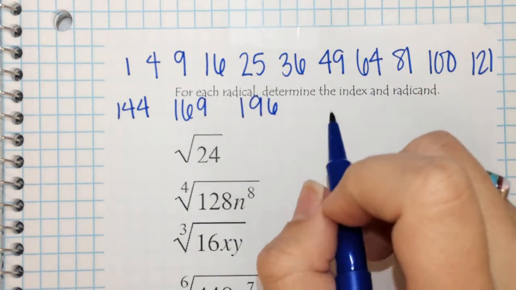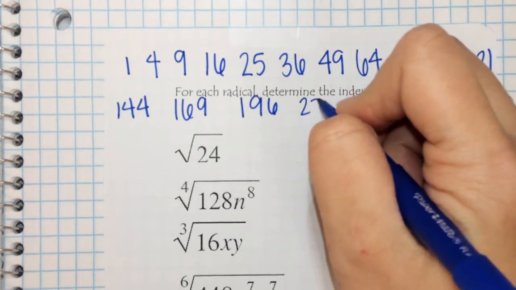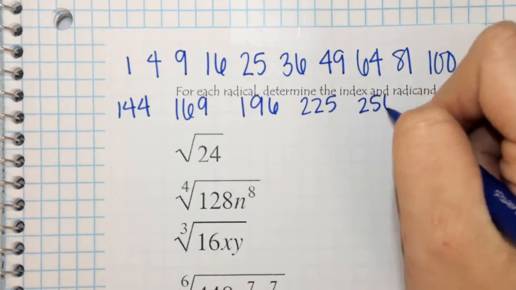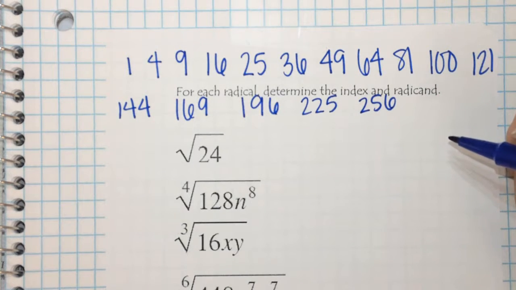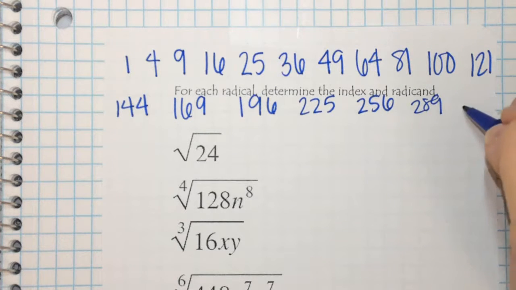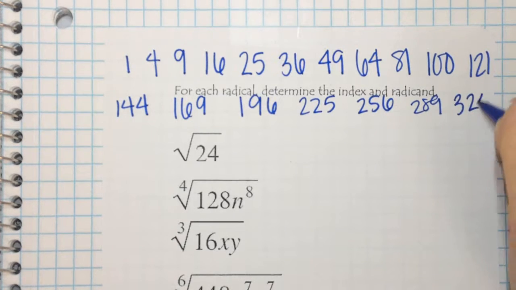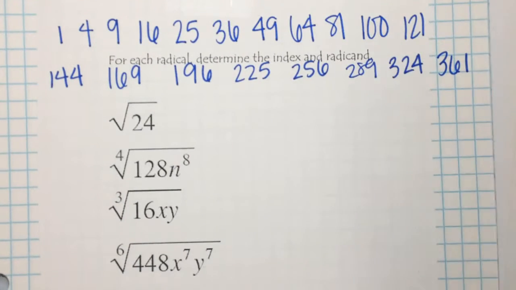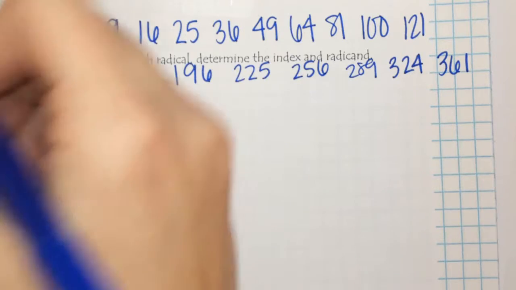15 times 15. 225. 16 times 16. 17 times 17. 18 times 18. 19 times 19. 20 times 20. 400. Look at you go, killing it on that one. Take a point.